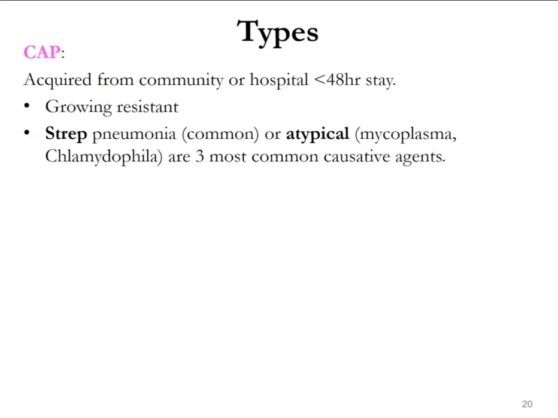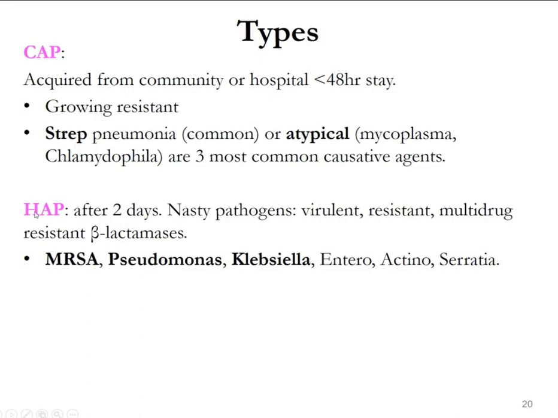CAP: acquired from the community, or hospital stay of less than 48 hours. Growing resistance is there now. Strep pneumonia is common. The common atypicals are Mycoplasma or Chlamydophila. These are the 3: strep pneumonia, and the other 2 are the common community-associated pneumonia.